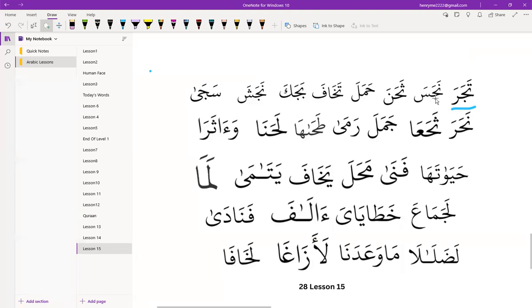Now, the second word. Who wants to try the second word? Najasa. Najasa, mashallah. Yeah, this one is na, right? So it could be ba, or ta, or na as well.